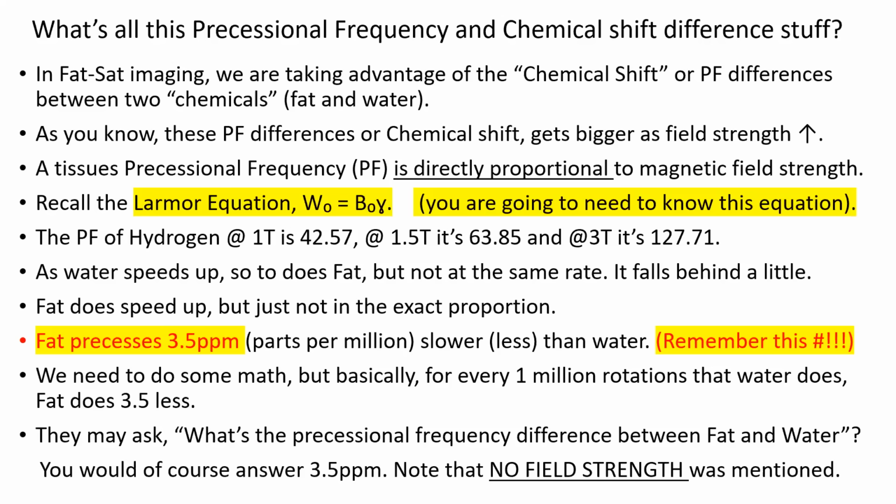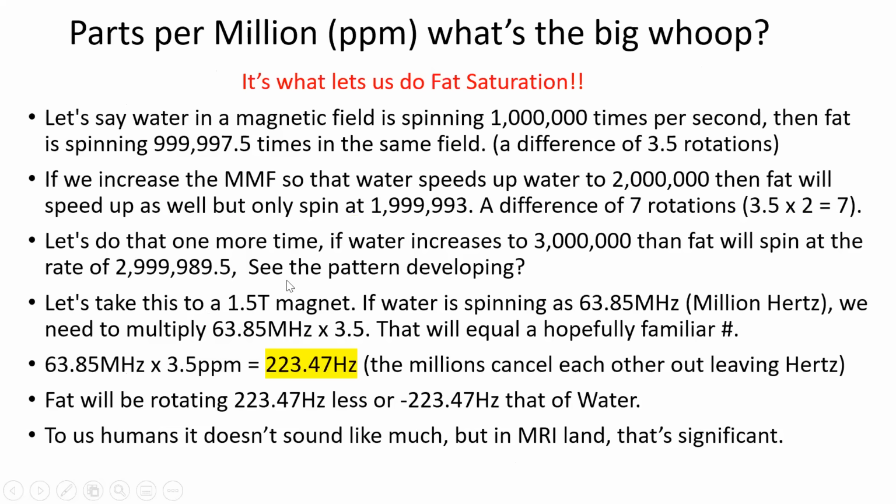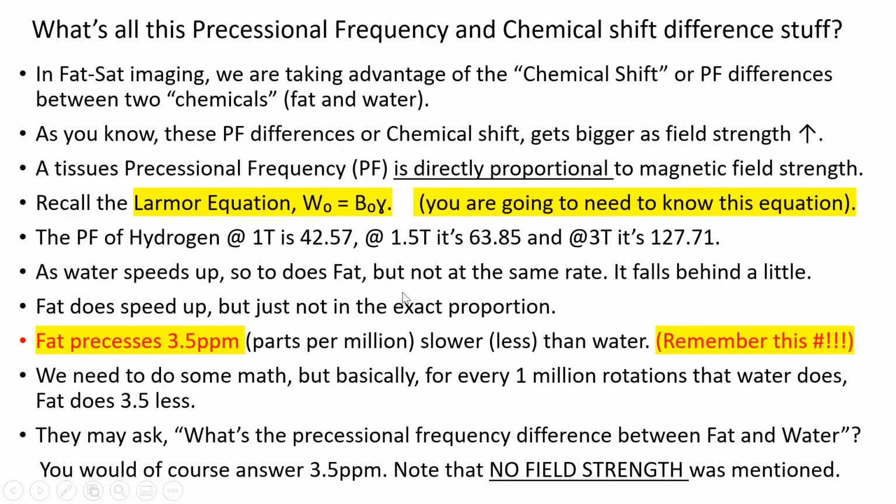Wobble is equal to B0 times, I believe that's called lambda, and the number is 42.57. I bet you any money they're going to ask you that. But anyway, the precessional frequency of hydrogen at 1 Tesla is 42.57. At 1.5, 63, and at 3, it's 127. So as water speeds up, so does fat, but just not at the same rate.